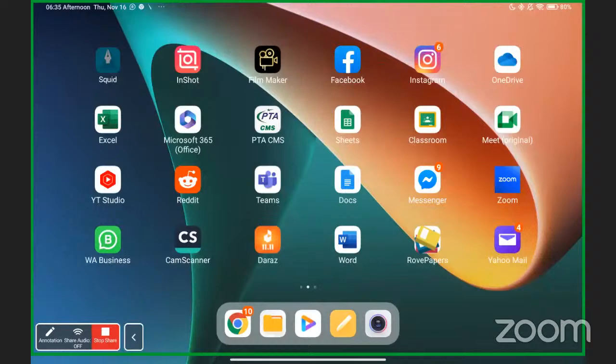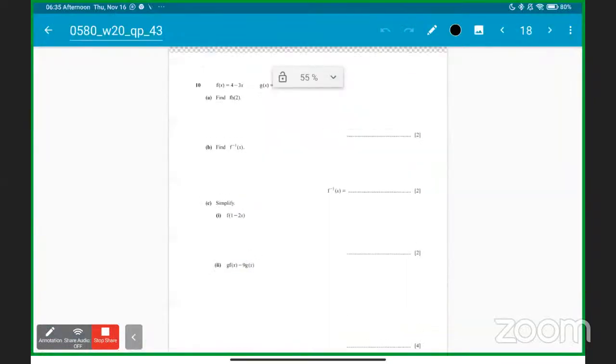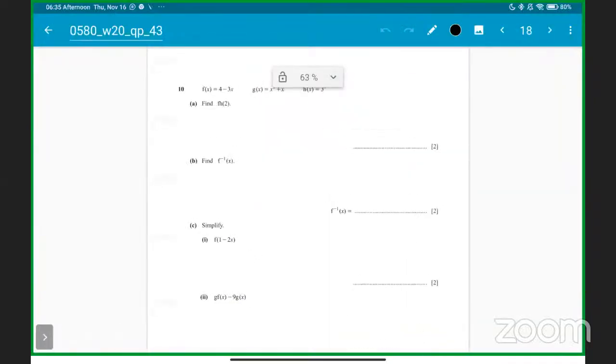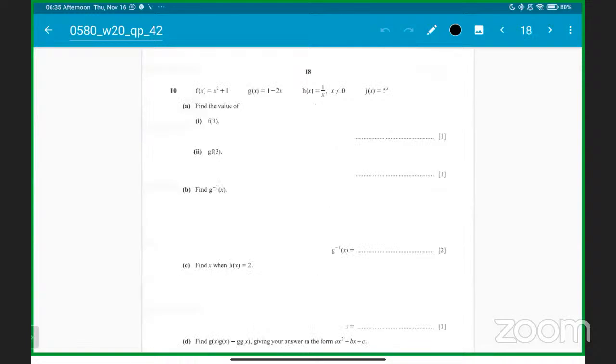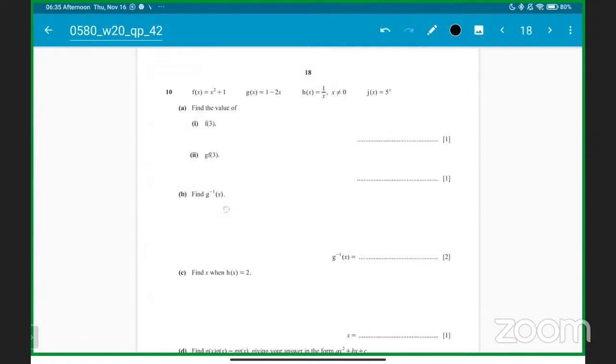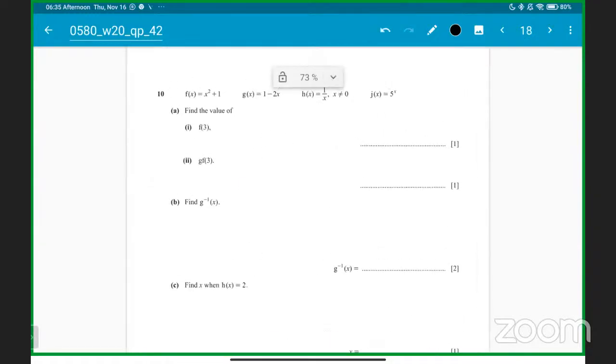So let's start with this question of October, November 2020, okay? Or let's do it with a better question. Let's do this one, October, November 2020. It's a huge question on functions, okay? Everyone with me, following? So we'll start with this one, students. Everyone can read the question and we are going to start, okay? Clear?